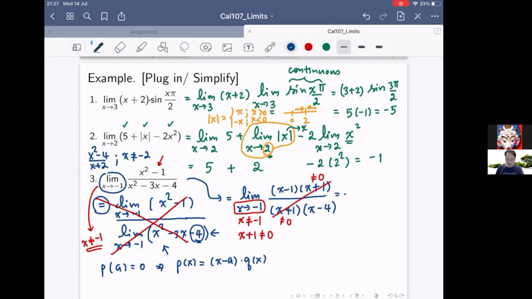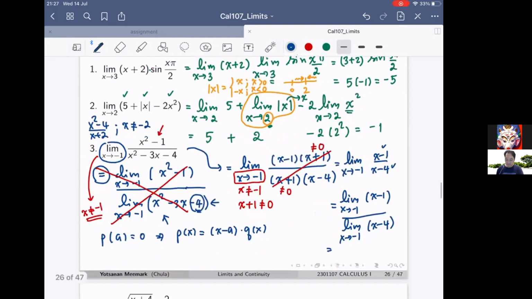So the leftover is the limit as x goes to -1 of (x minus 1) over (x minus 4). Again, polynomial, right? So you try to separate: you have the limit as x goes to -1 of x minus 1, over the limit as x goes to -1 of x minus 4. As you plug it in, you have -1 and -1, and then -1 and -4. So you have -2 over -5, or 2 over 5, as the limit of these fractions.